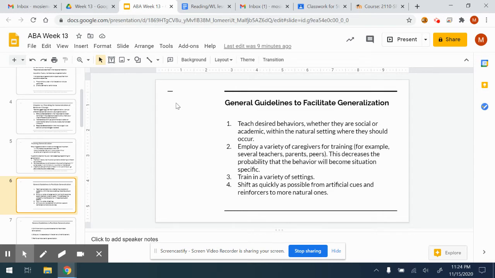Number 4, shift as quickly as possible from artificial cues and reinforcers to more natural ones. So thinking back to that prompting hierarchy, if we're having to use hand over hand prompting, again, you're not always going to be right by that student's side. So the faster you can fade into more of a natural prompt, and as quickly as you can fade reinforcers to more natural ones, the better off that student will be in the long run.